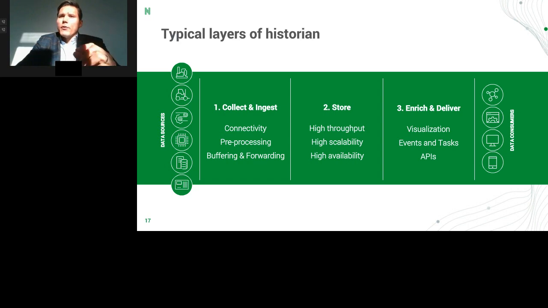It's very important for buffer and forward when we have intermittent connectivity, or remote locations. Obviously, storage, high throughput, high scalability, and high availability are relevant parts. And then delivering this data and enriching it with different visualization capabilities, events, automated tasks, and APIs to consume the data. So very typical stuff that you might expect to have in the database.